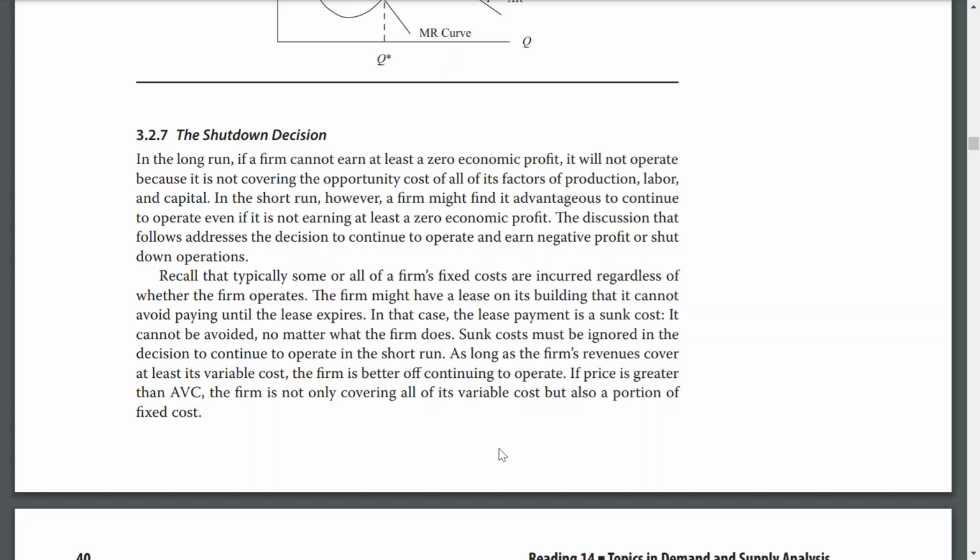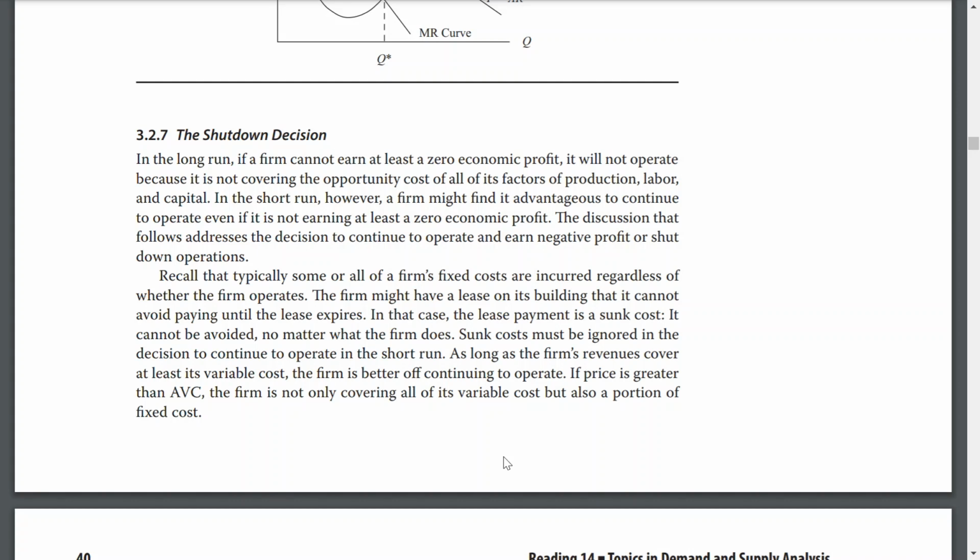Recall that typically some or all of the firm's fixed costs are incurred regardless of whether the firm operates. The firm might have a lease on a building that it cannot avoid paying until the lease expires. In this case, the lease payment is a sunk cost. It cannot be avoided no matter what the firm decides or does. Sunk costs must be ignored in the decision to continue to operate in the short run. As long as the firm's revenue covers at least its variable costs, the firm is better off continuing to operate.